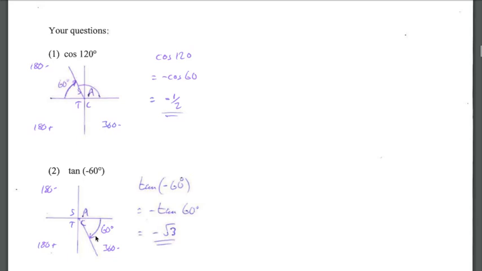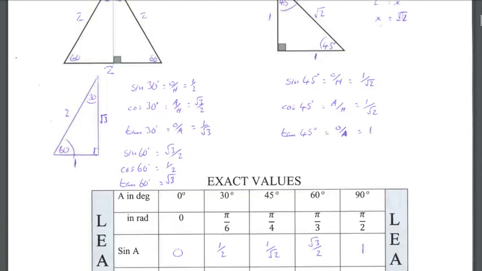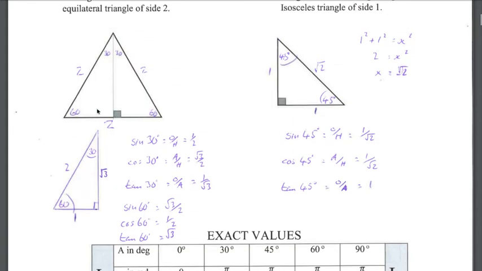Only cosine is positive in this quadrant. So it'll be 360 minus 60. And the tan of that angle will be negative. So it'll be the negative tan of 60, which will be negative root 3. Again, we know the tan of 60 is root 3. Why is the tan of 60 root 3? Because we calculated it using exact value triangles.